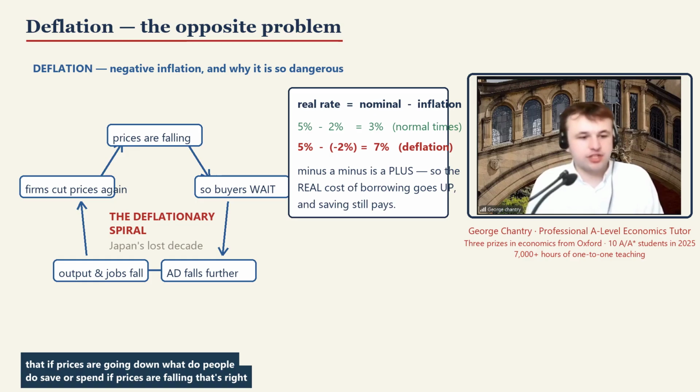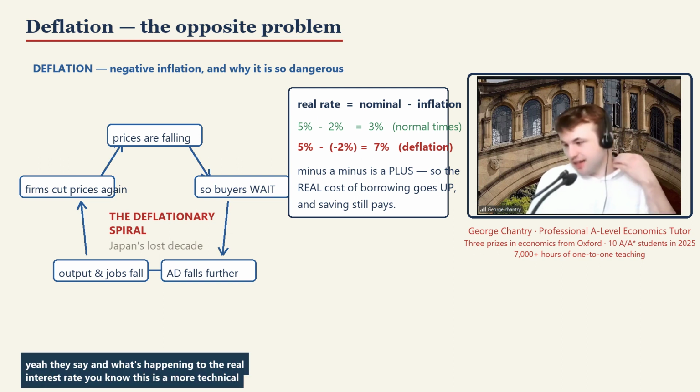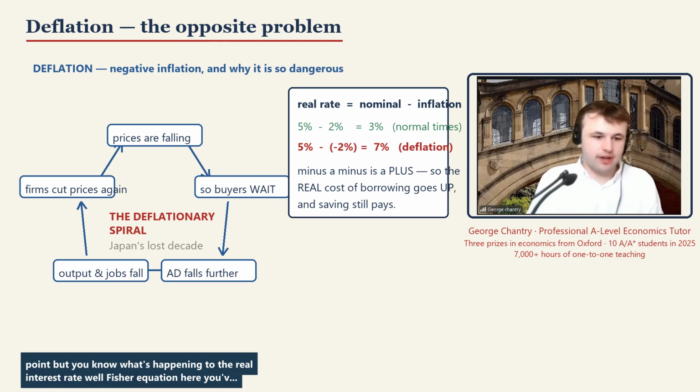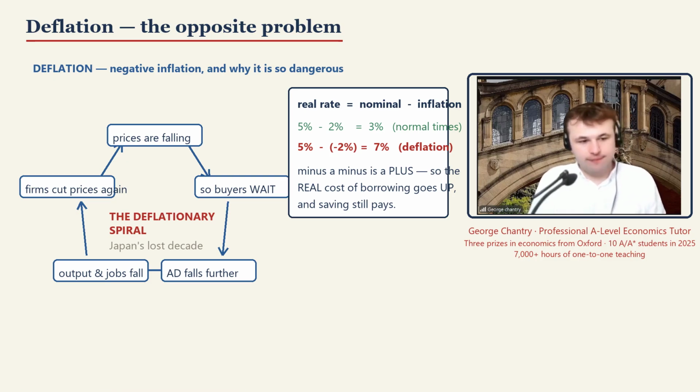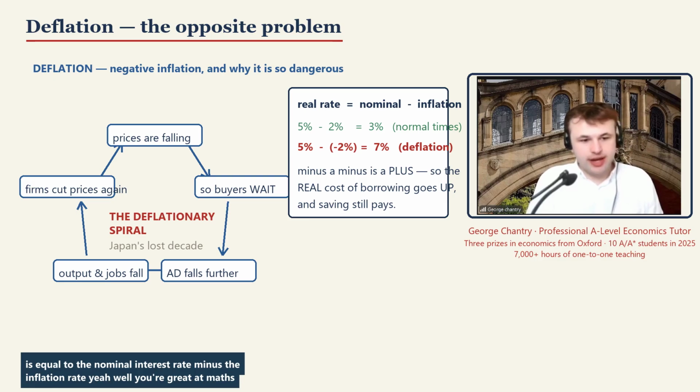The intuition is that if prices are going down, what do people do? Save or spend? If prices are falling, that's right, they save. And what's happening to the real interest rate? This is a more technical point. Well, the Fisher equation: the real interest rate is equal to the nominal interest rate minus the inflation rate. Well, you're great at maths, right? We can figure it out.